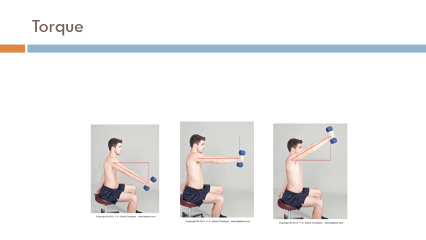Okay, so the idea of torque, again, we talk about the body and joint movement. Torque is when force is applied around an axis. When we start to look at rotary motion, we already talked about the concept of the moment arm. So joints produce torque.